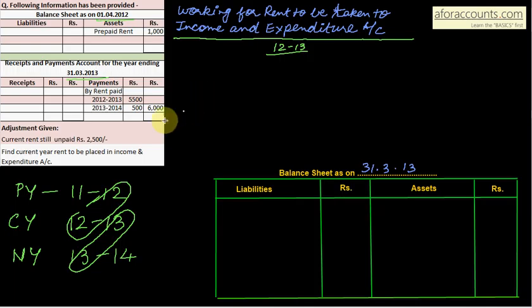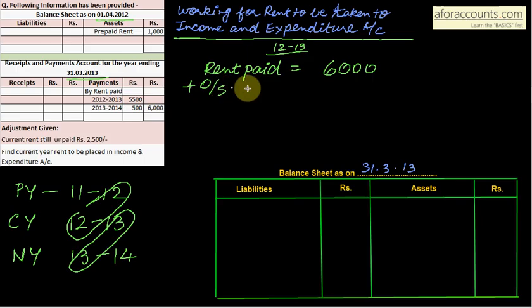What we have to find? We have to find the amount to be placed in the income and expenditure account. Okay, so just first see what is the rent paid for the total year, be it of 12/13 or 13/14. Just write rent paid 6000. Now our formula is: add outstanding of the current year and less prepaid of the current year. Add outstanding, less prepaid. You should remember this.